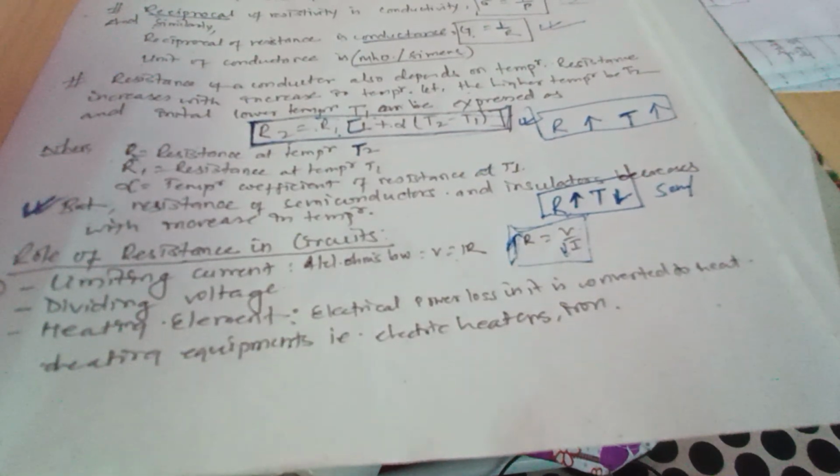Next, dividing voltage. Its role is to divide the voltage, and resistance can be used to reduce the voltage to a level appropriate for a specific part of any circuit.